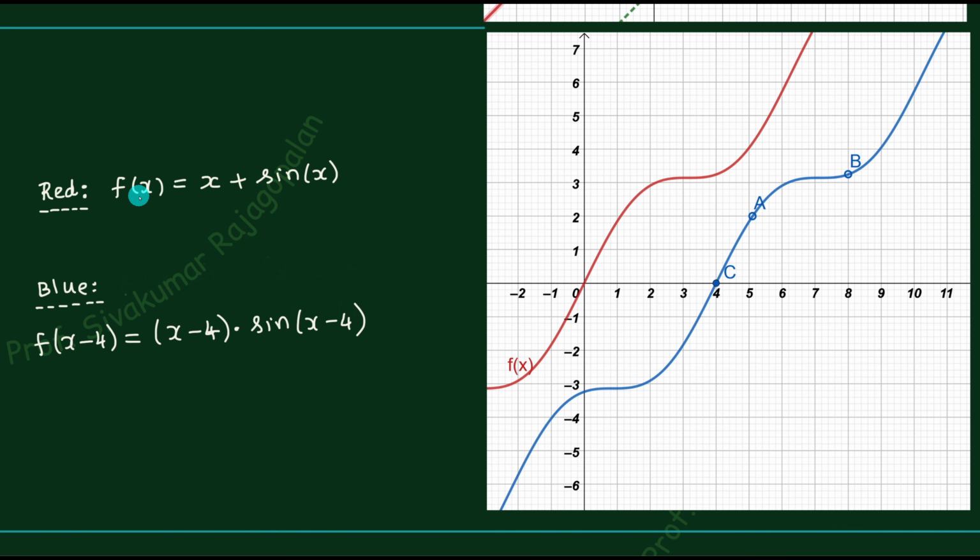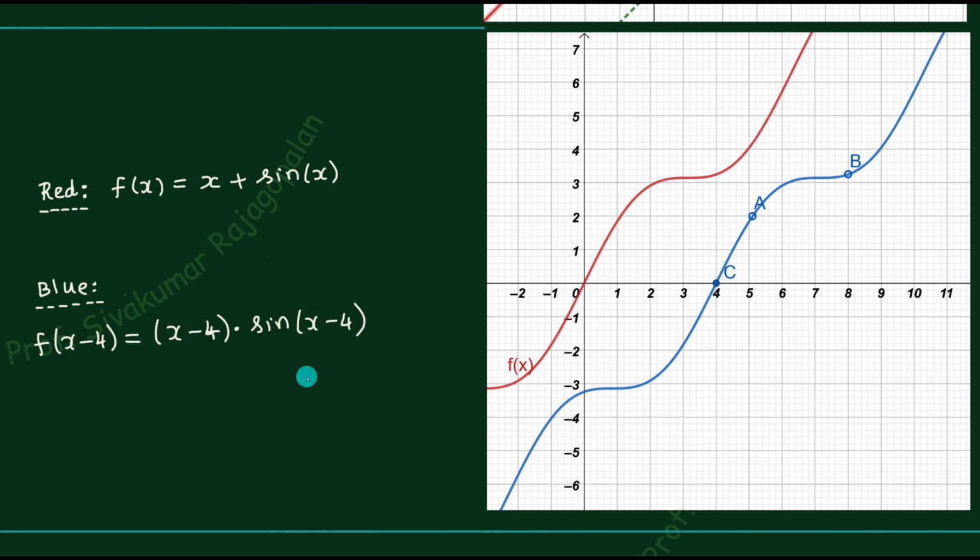Once you say it is f of x minus 4, it means you have to replace every x by x minus 4. There is one x here, x minus 4. There is another x here, again x minus 4. Wherever there is an x, you replace it by x minus 4. That is the meaning of f of x minus 4, and therefore this is the equation. If you take software and plot this curve, namely x minus 4 plus sine of x minus 4, you will get the blue color curve. That means you don't have to regenerate this curve using the equation, but instead take a copy of this and then shift it.